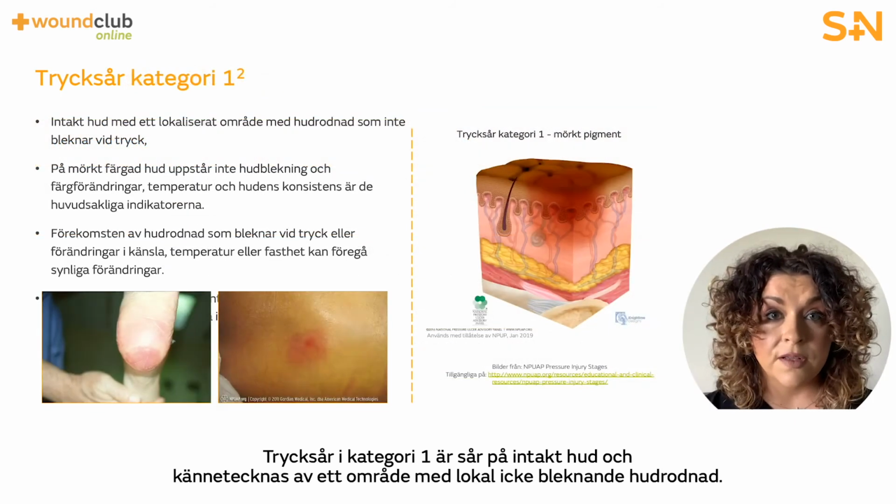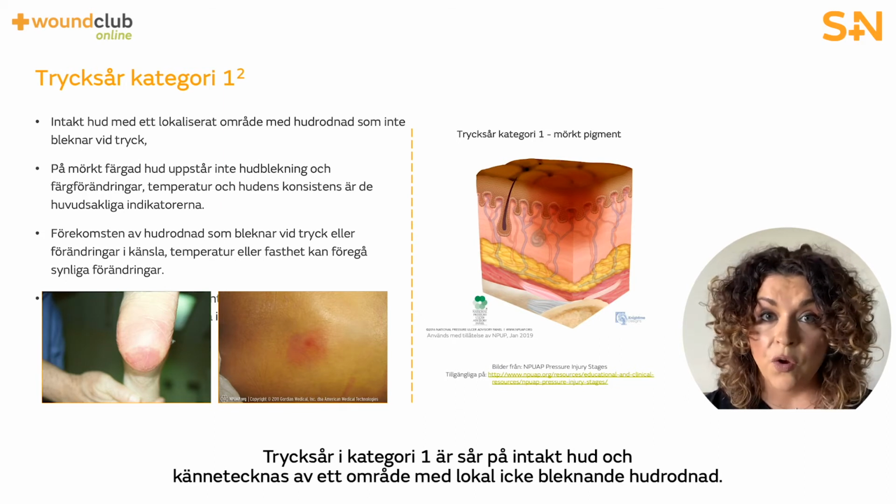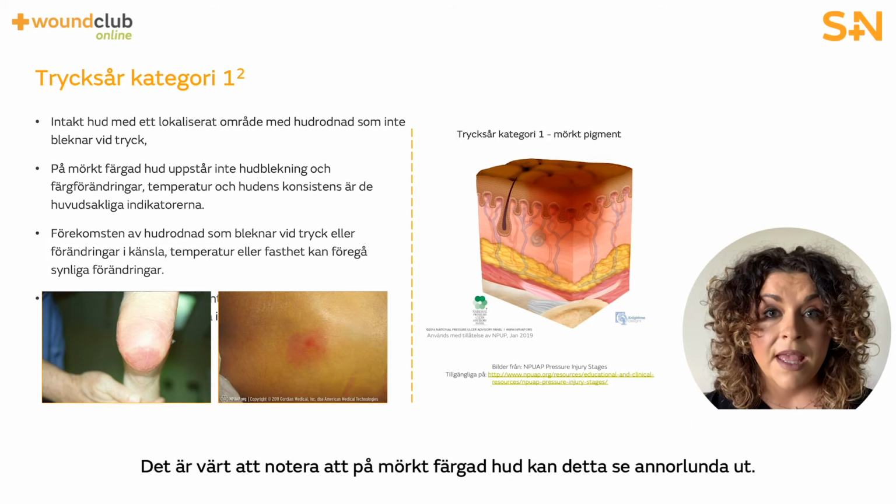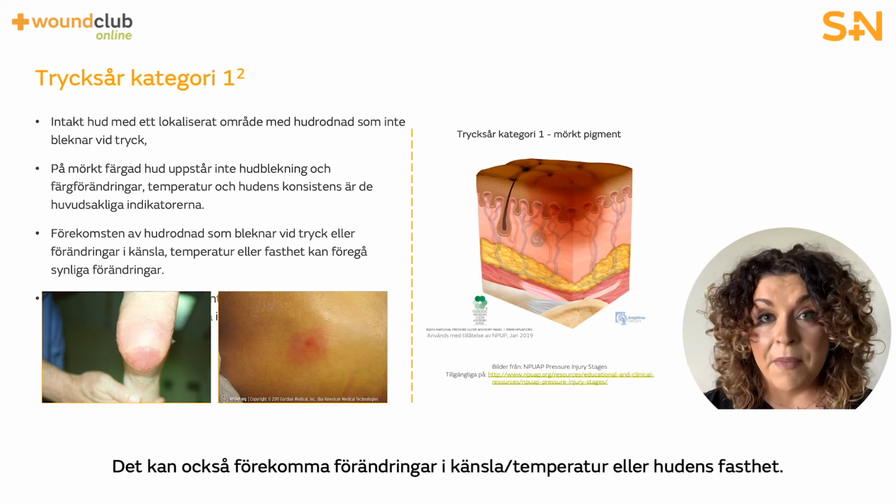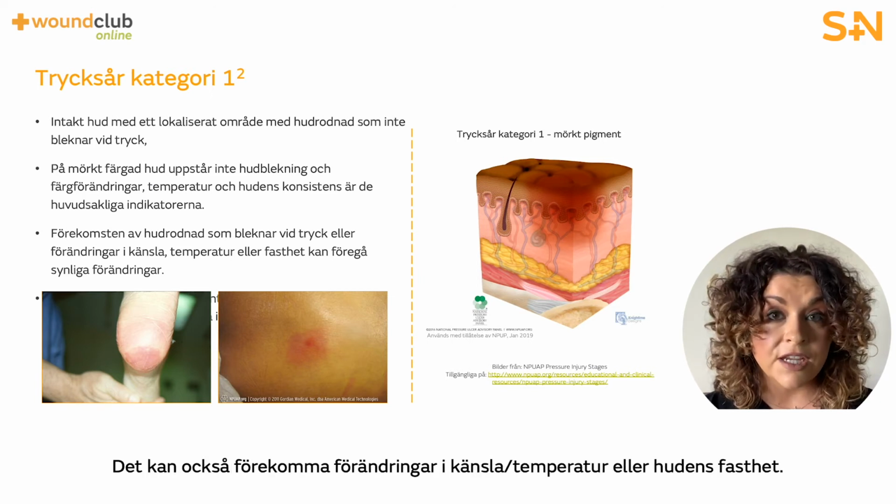Category 1 pressure ulcers are those with the skin remaining intact. They're characterised by an area of local, non-blanching erythema. It's worth noting that on darkly pigmented skin, this may appear differently. There may also be changes in sensation or temperature or the firmness of the skin.